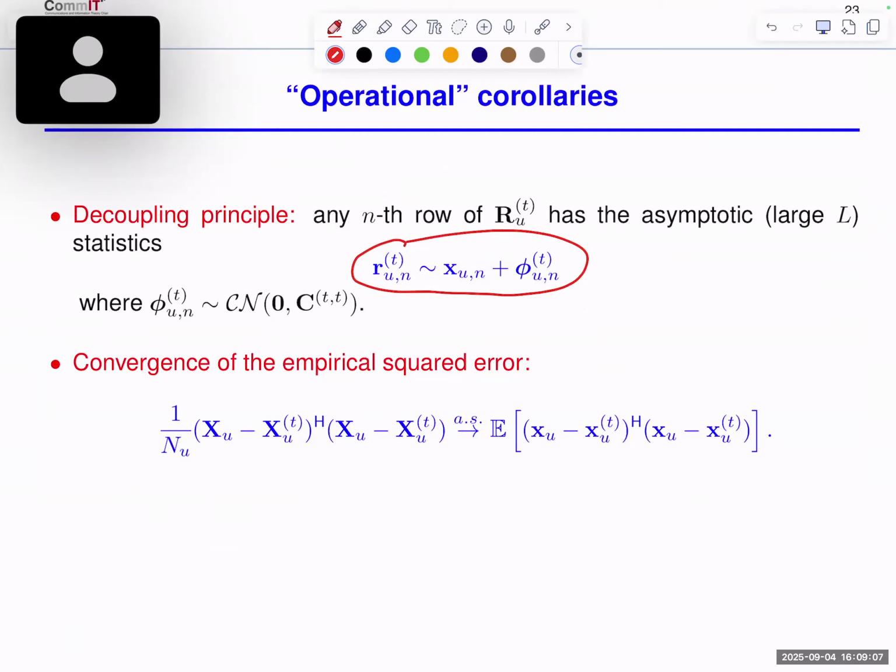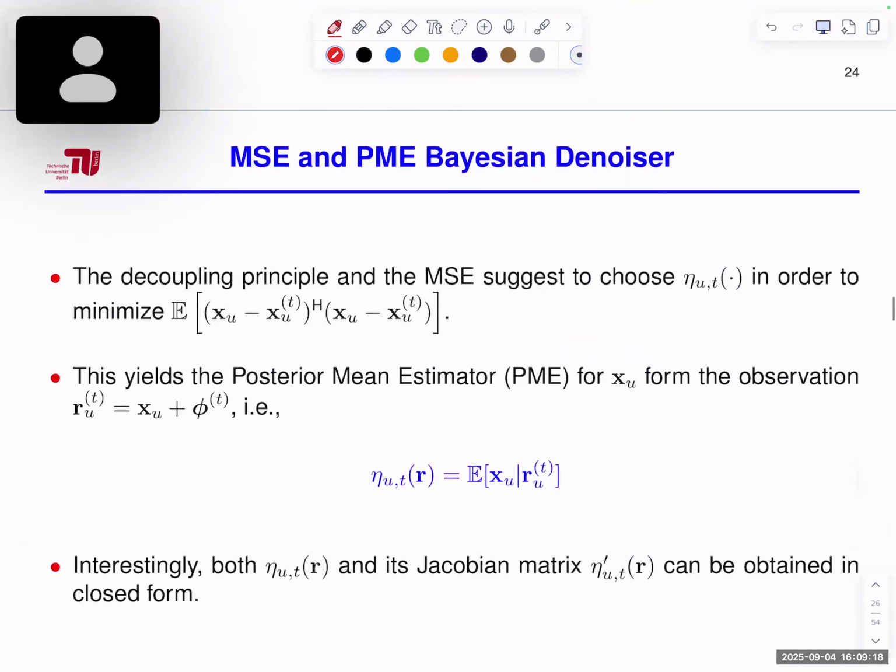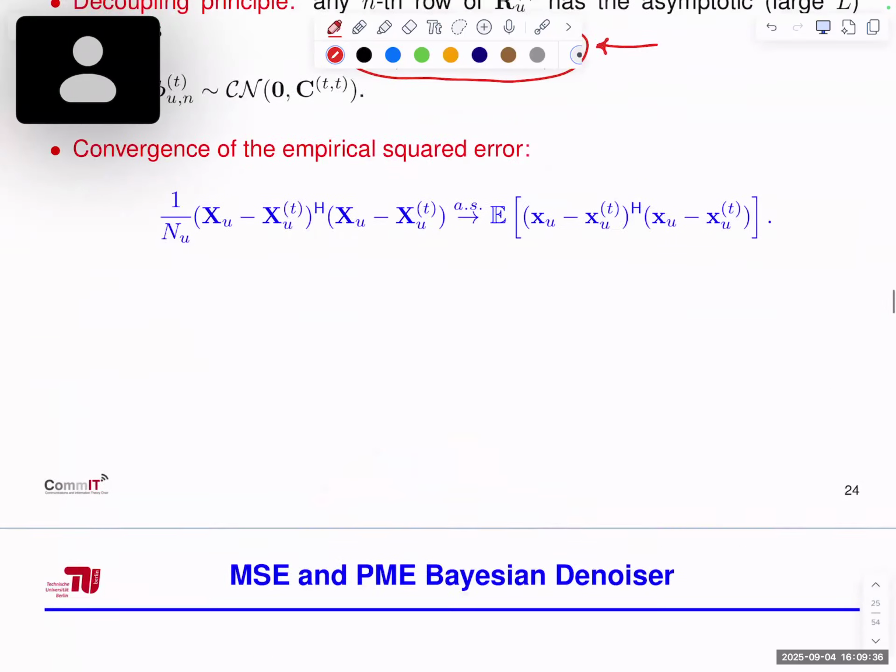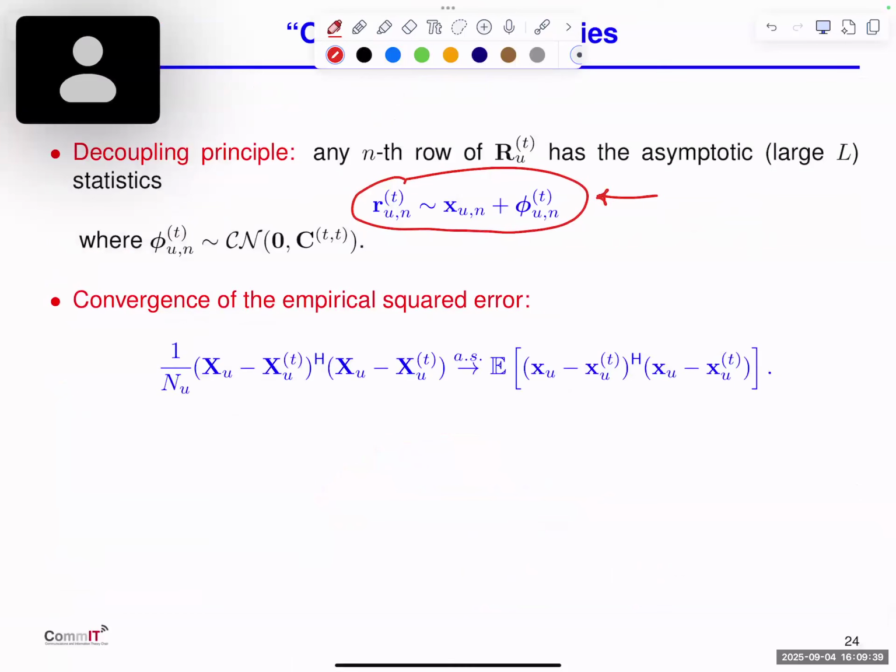And now we have an idea of how to design the nonlinearity, because from this Gaussian observation, we can design the nonlinearity as the posterior mean estimator based on these asymptotic statistics. It would be very difficult to design the real posterior mean estimator. It would be a terrible multidimensional problem, right?